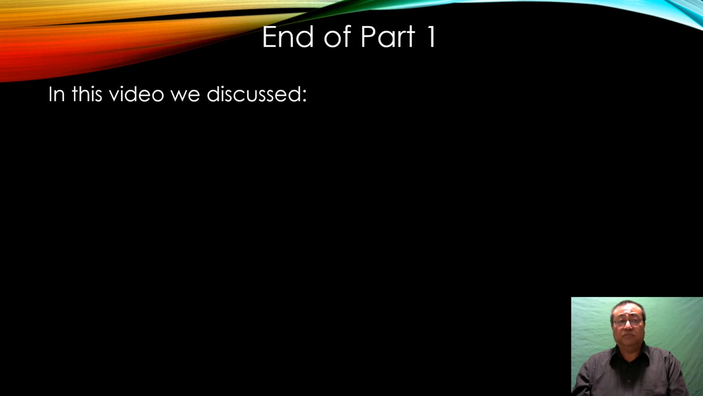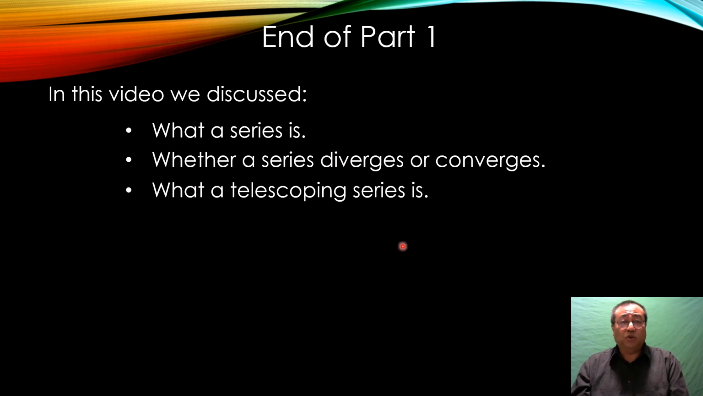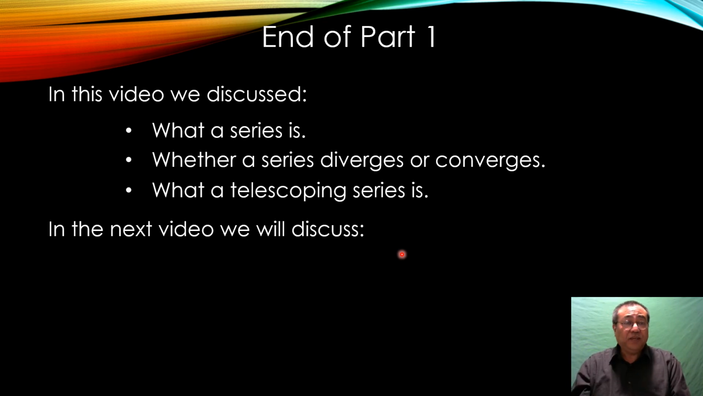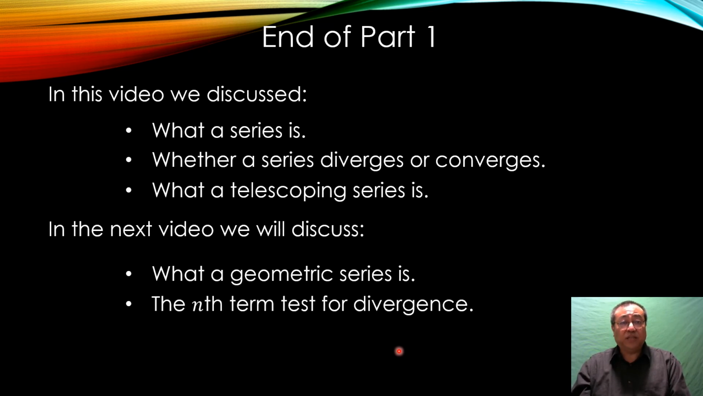That's the end of part 1. So in this video we discussed what a series is. A series is the sum of the terms of a sequence, and it is the limit of the partial sums as n goes to infinity. We talked about whether a series diverges or converges a little bit. I don't know if we did much with divergence, but there'll be more later on. And what a telescoping series is, that's when all the middle terms get wiped out. In the next video, we will discuss what a geometric series is and the nth term test for divergence.